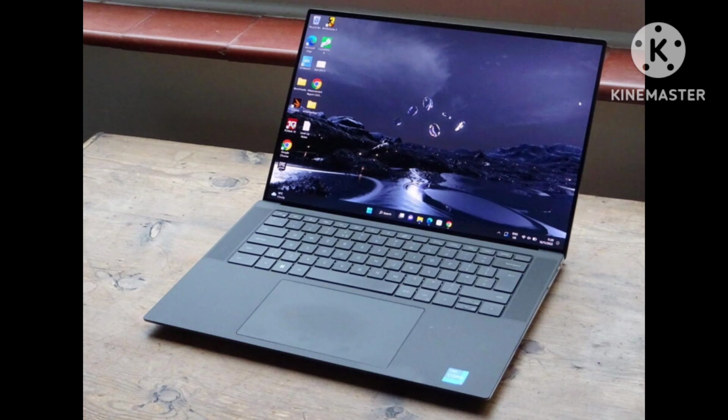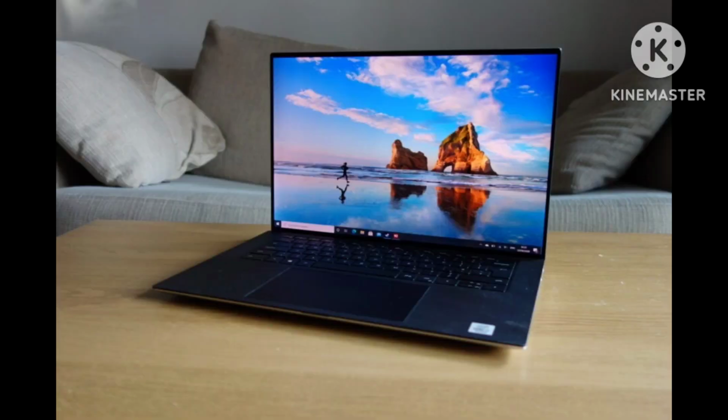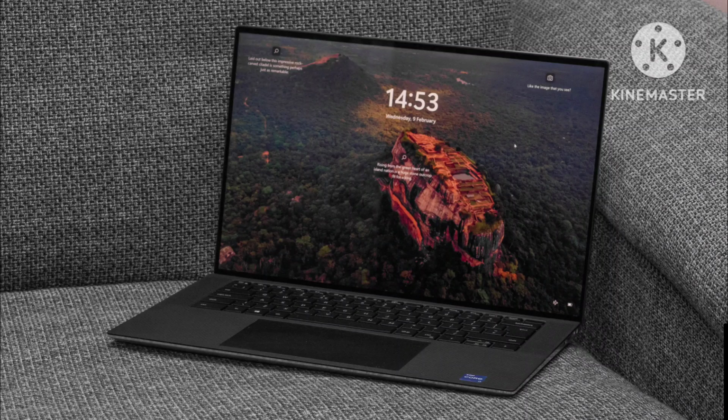The XPS 14 and XPS 16 embrace the forward-looking and divisive elements of the previous XPS 13 Plus, mainstreaming them across the entire lineup. When the XPS 13 Plus came out in 2022, it was controversial. That's putting it lightly. Dell seemed to defy conventional thinking at nearly every design decision.